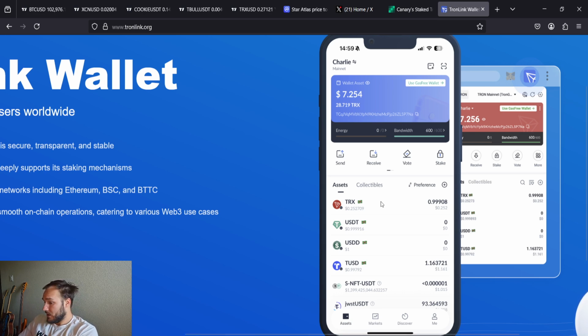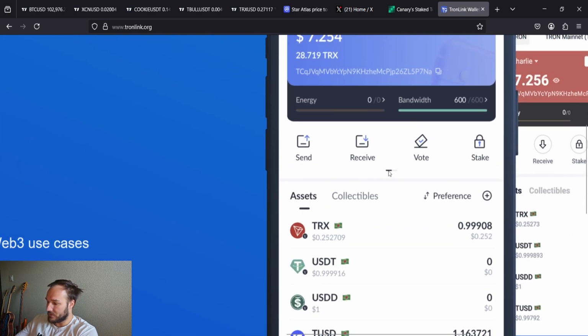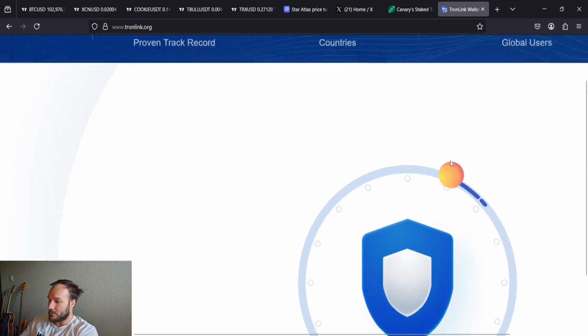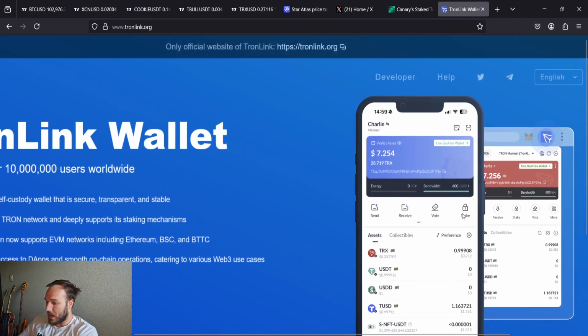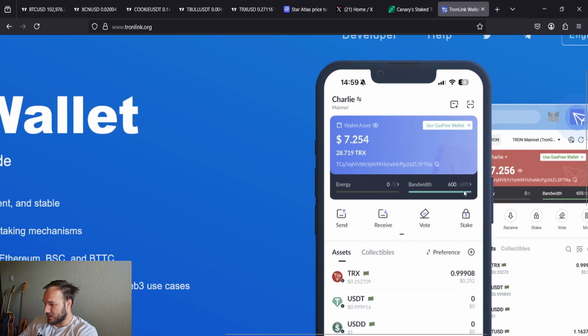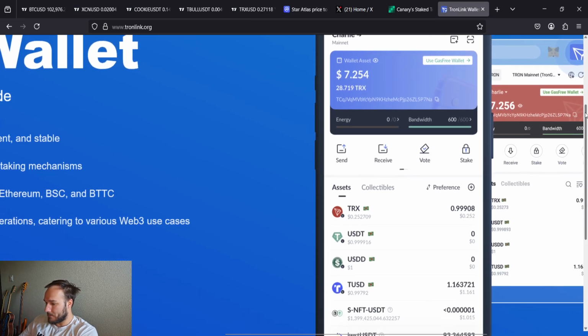And then from there, what you'll see is you've got this little plus sign. You click plus, it'll pull up some options. Scroll down to TBULL, click on TBULL. TBULL will now be up here. Whenever you see these up here, send, receive, vote, stake, if you pull this to the right, it looks like it can swipe to the right. Swipe it to the right and you'll get that swap option, okay? And then you click swap.